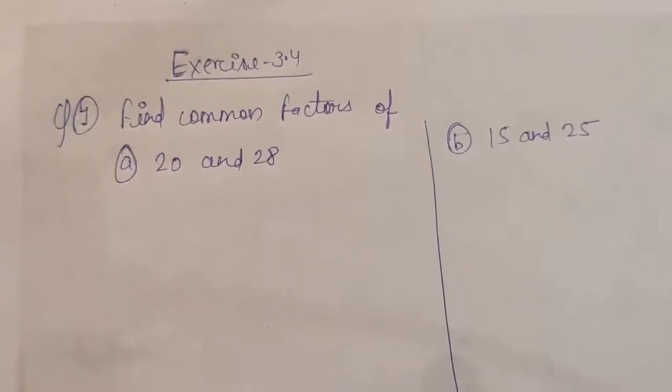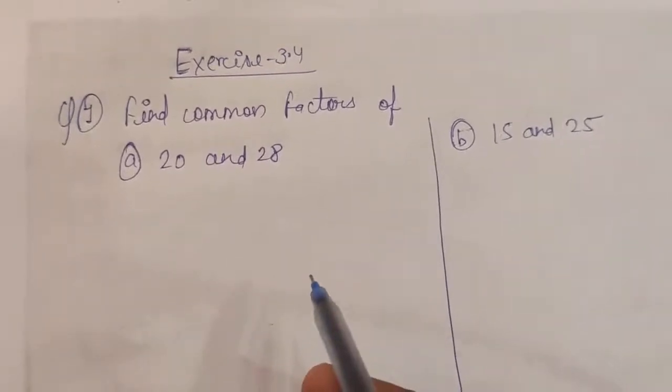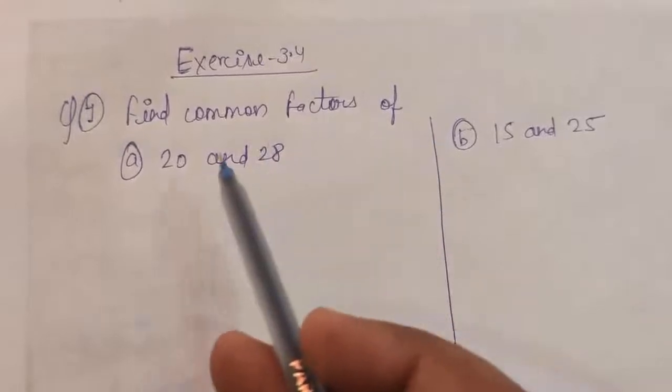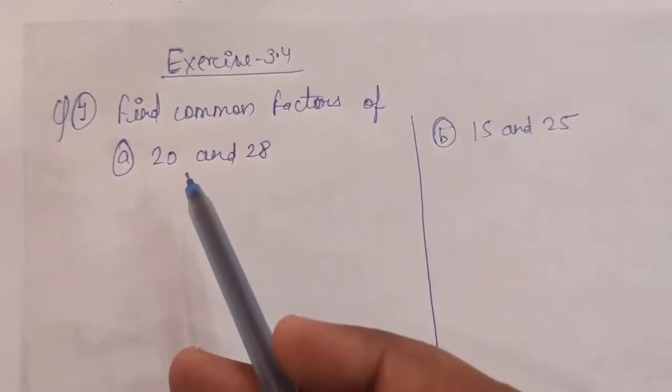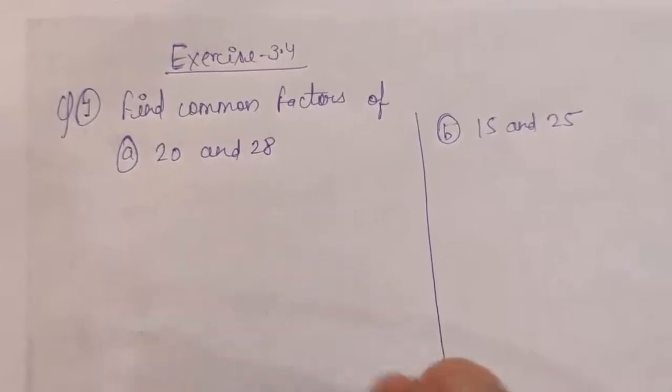This is question number 1 of exercise 3.4. Find common factors of 20 and 28. So first of all we have to find the factors of 20 and 28.